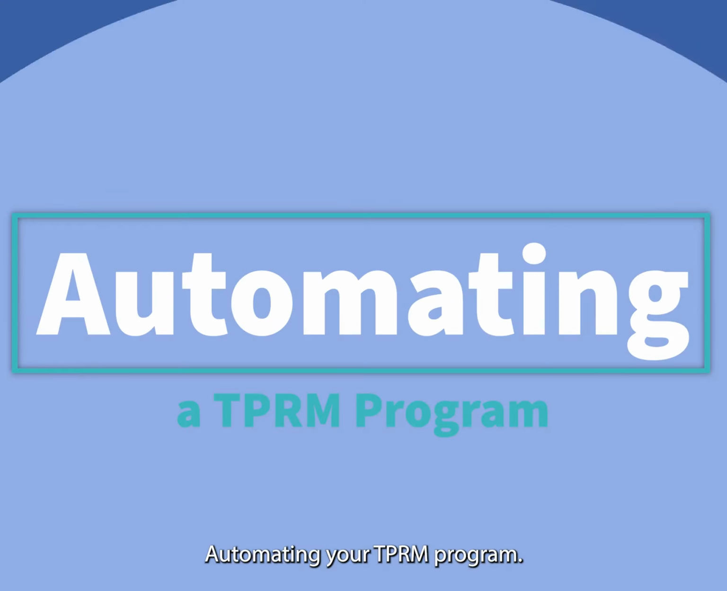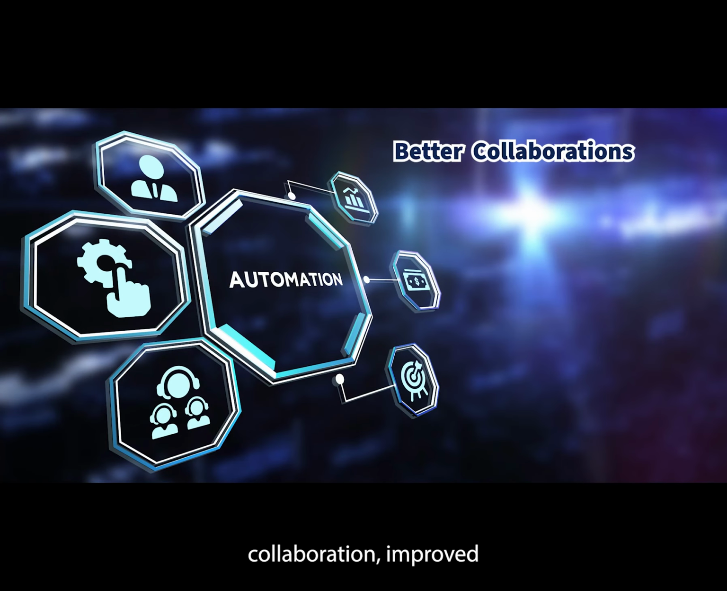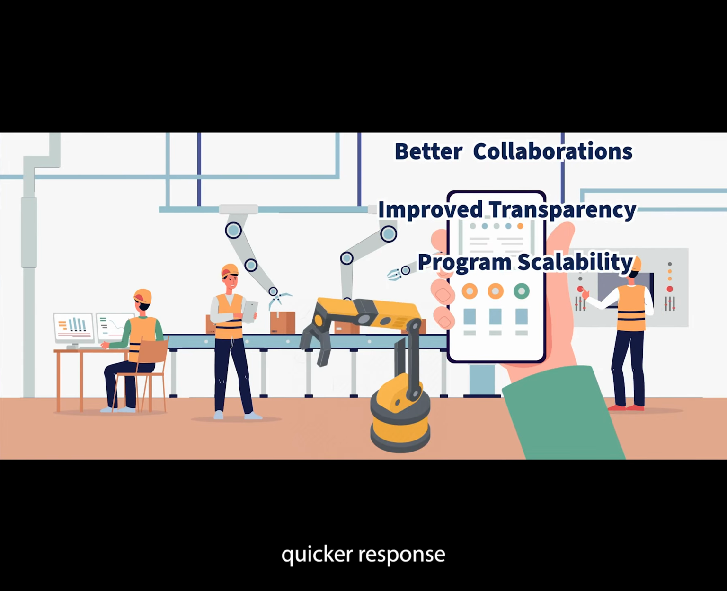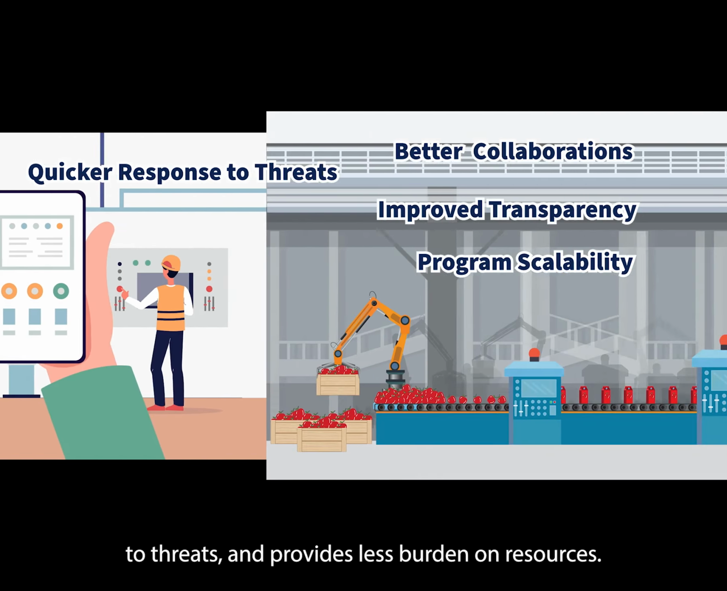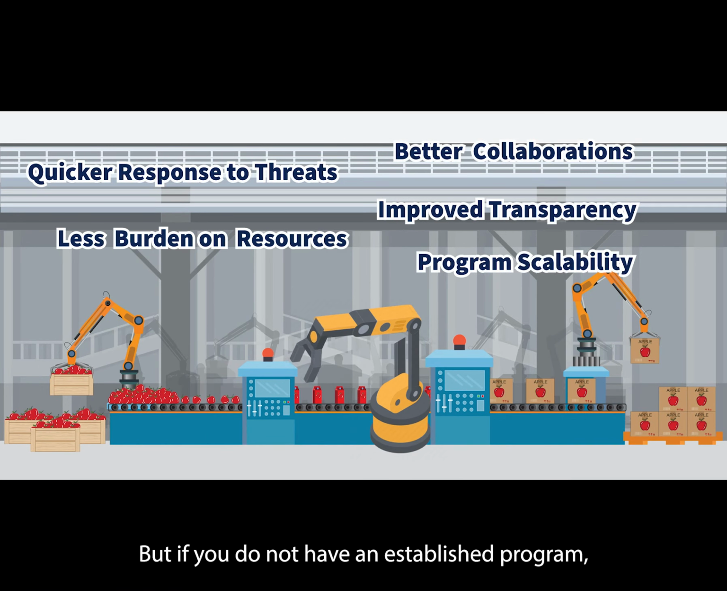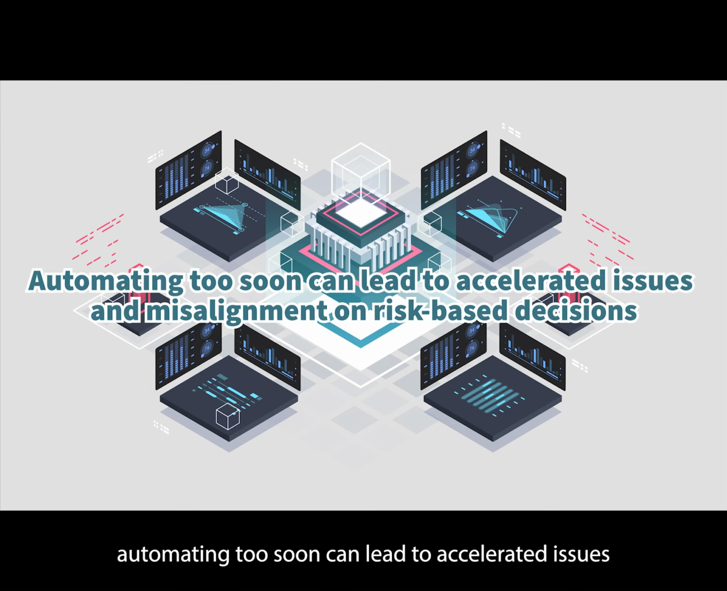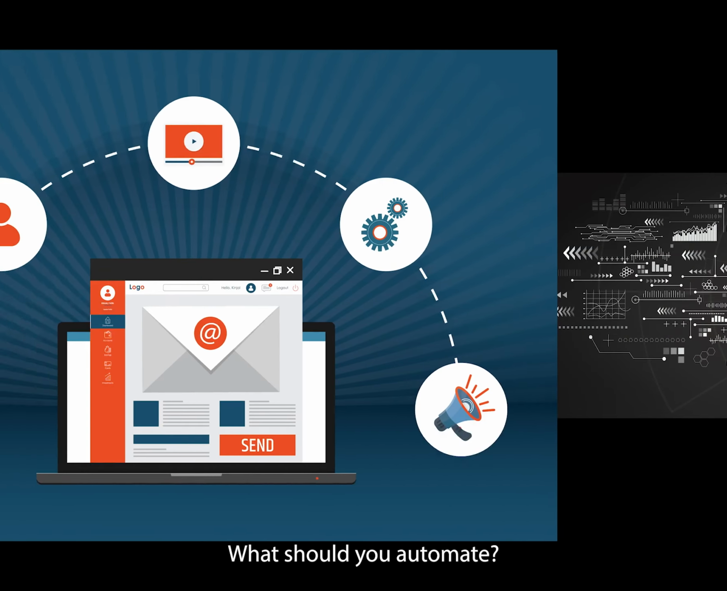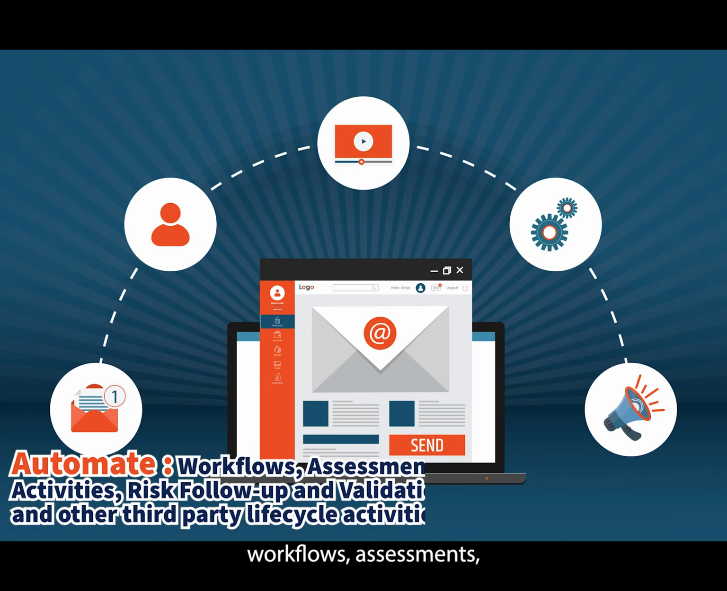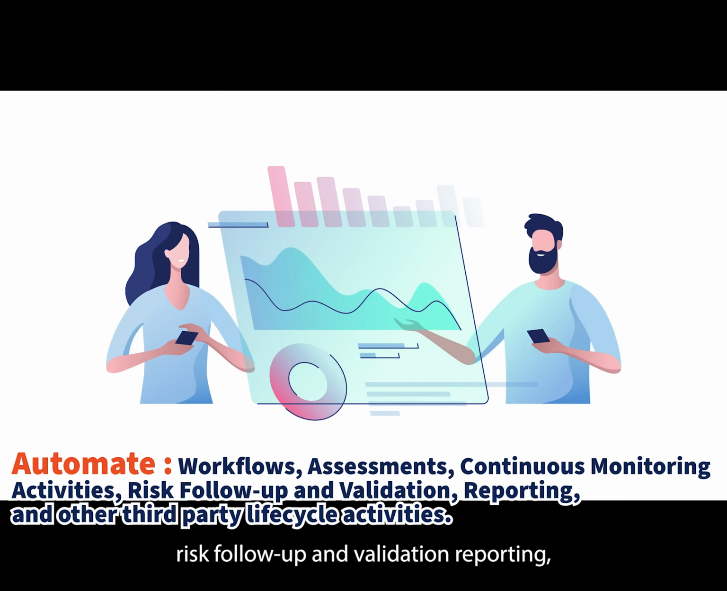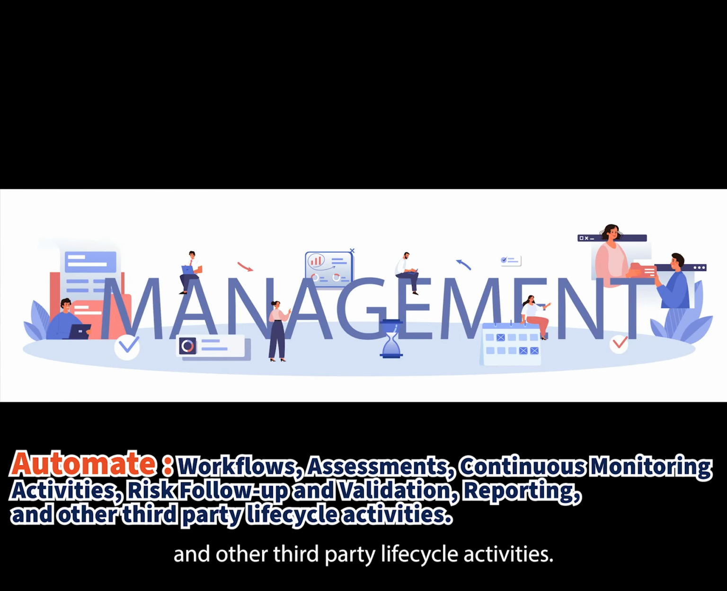Automating your TPRM program. Why automate? Automation can lead to better collaboration, improved transparency around risk, program scalability, quicker response to threats, and provides less burden on resources. But if you do not have an established program, automating too soon can lead to accelerated issues and misalignment on risk-based decisions. What should you automate? You can find value in automating workflows, assessments, continuous monitoring activities, risk follow-up and validation, reporting, and other third-party lifecycle activities.